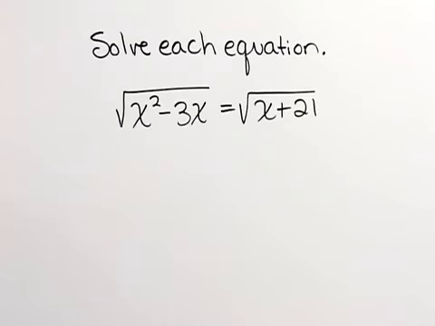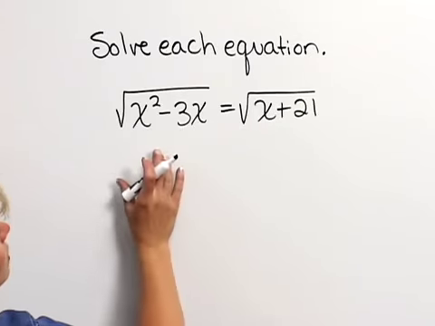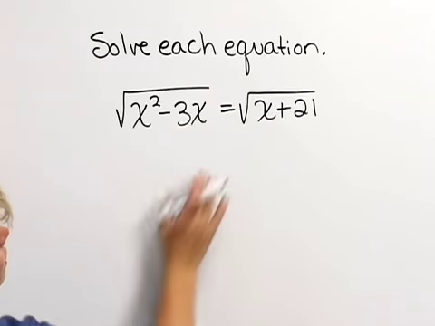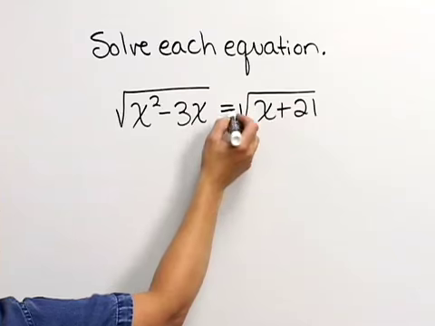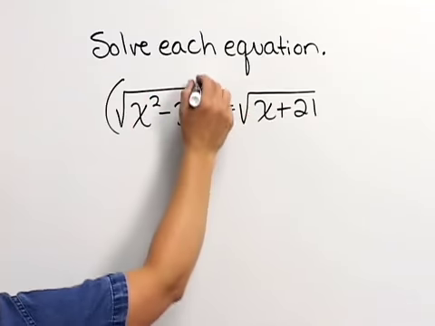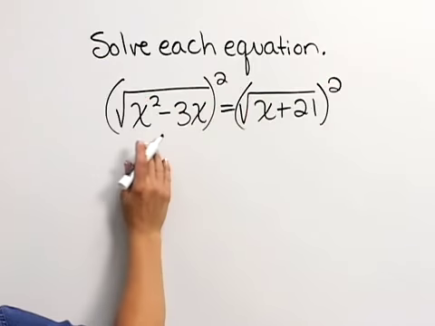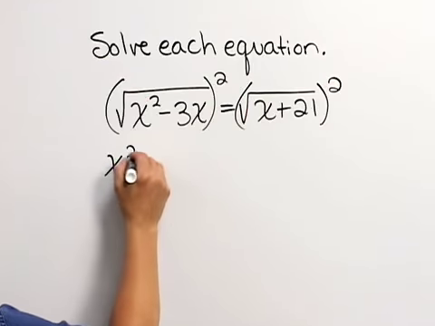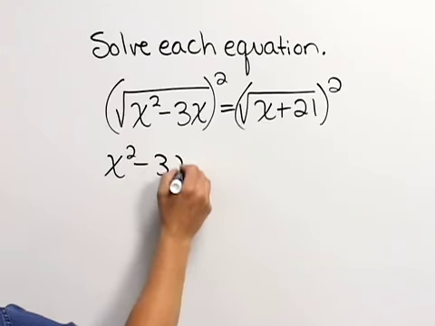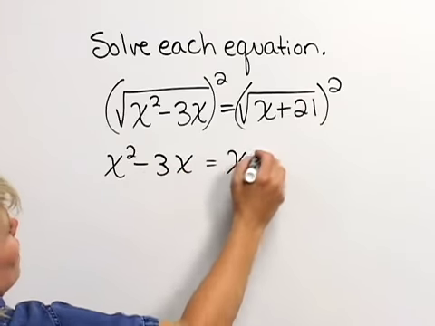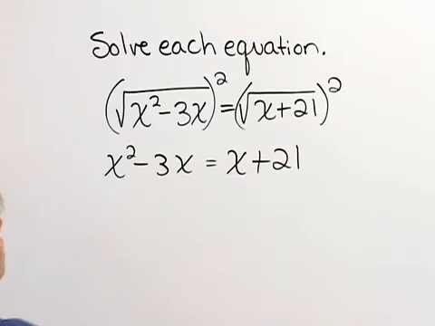For this particular problem, we have our square roots by themselves on opposite sides of the equal sign. So we can square both sides right away. The square and the square root will cancel each other out, and you get x squared minus 3x equals, and here the same thing happens, and you get x plus 21.